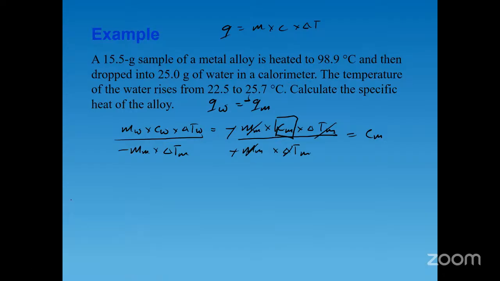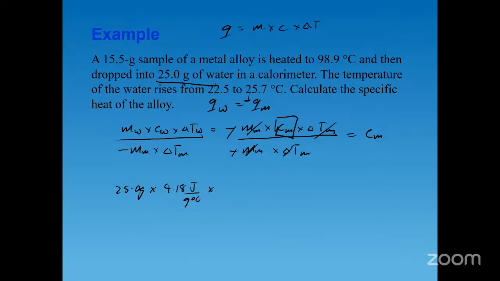Now here you have to be careful, right? Because you have to interpret the information that is given in the question in order to put the numbers in the right place. So let's start off with the mass of the water. That's 25 grams. So I'm going to put 25.0 grams here times the specific heat of water, which again should be given to you, which is 4.18 joules per gram degrees Celsius, times the change in temperature of the water.